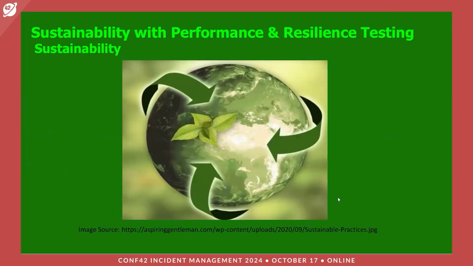Let's understand what sustainability is. Sustainability is nothing but meeting our own needs without affecting the needs of future generations. Yes, we all have to think about our future generations. Sustainability is not just the environment, but it also has other dimensions. Sustainability has three pillars: environment, economy, and society.